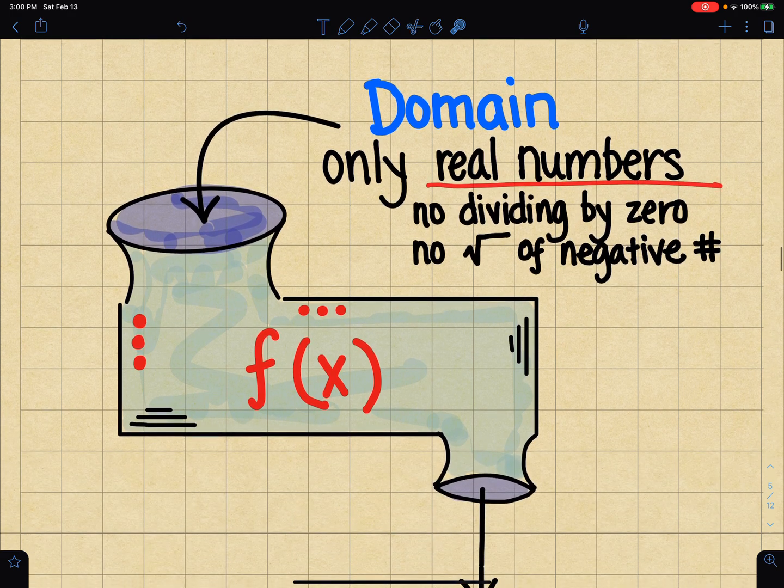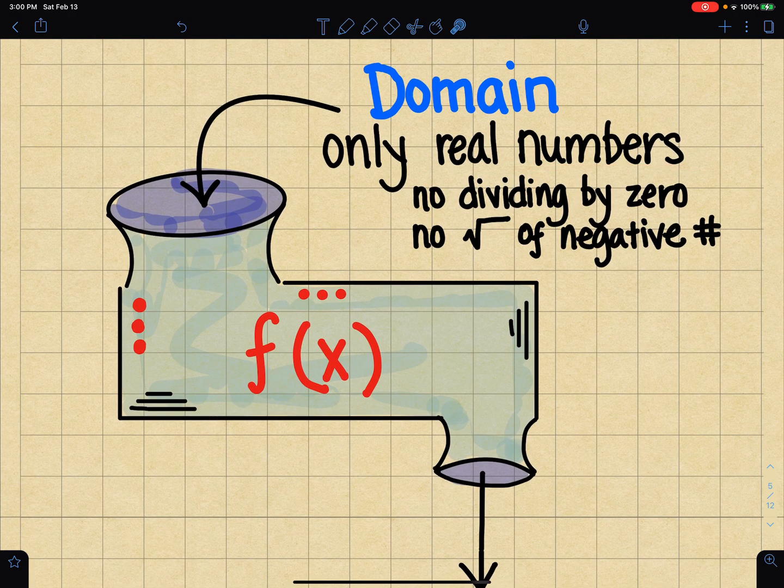And there's 2 rules to not make that vending machine explode, okay? You can't divide by 0. Don't forget, you can't divide by 0. That will make the vending machine explode. And you also can't have a square root of negative numbers. If you have a square root of a negative number, that will make the vending machine explode. What that means is like square root of -4, right?